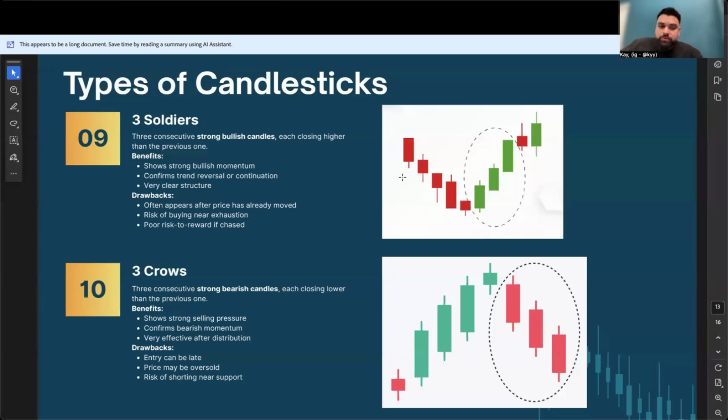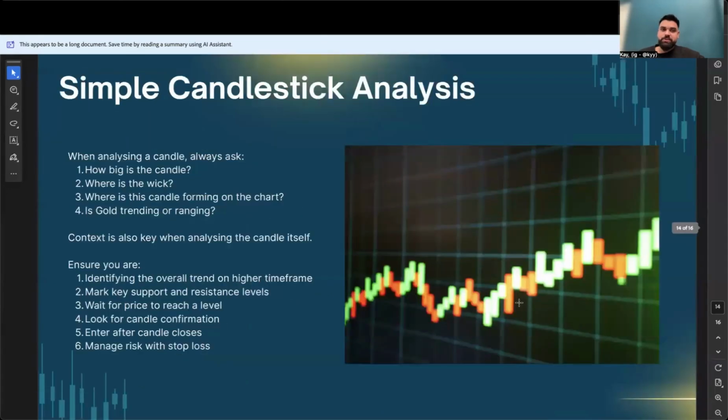This happens a lot. Three crows: three consecutive strong bearish candles, each closing lower than the previous one. So every candle is closing below the previous candle. It's not always right below it, it's always like a little bit from here and a little from here, or half of it. Shows strong selling pressure, confirms bearish movement, and the drawbacks are entry can be late, but at the same time the market can still be doing a fake out, and it could be oversold and just turn around from there. Risk of shorting near support, another very major thing.